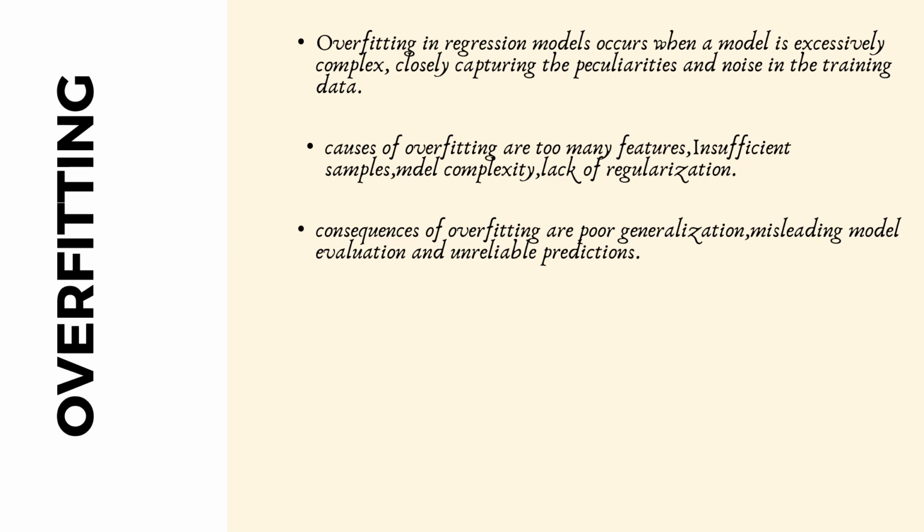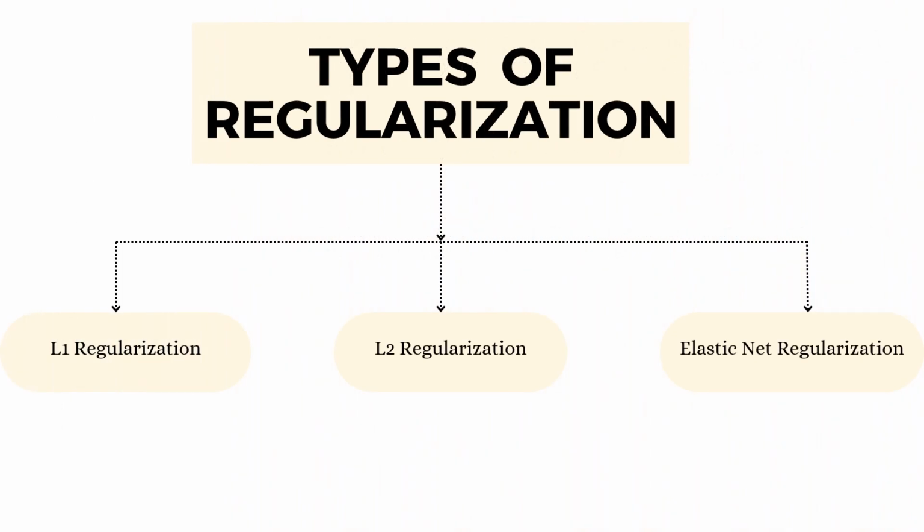There are two types of regularization, and the most common ones are L1 and L2 regularization. L1 regularization adds the absolute value of coefficients to the cost function, while L2 regularization adds the square of the coefficients to the cost function. Both types of regularization have a parameter called lambda, which controls how much penalty is applied to the coefficients. A higher lambda means more penalty and more shrinkage, while a lower lambda means less penalty and less shrinkage.